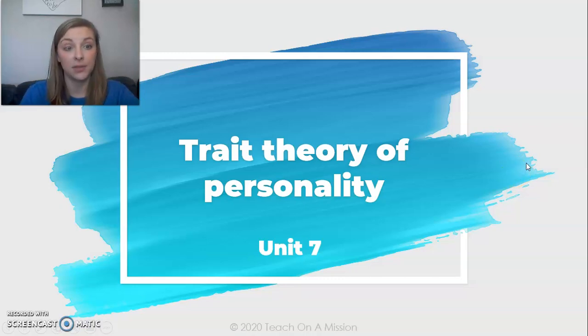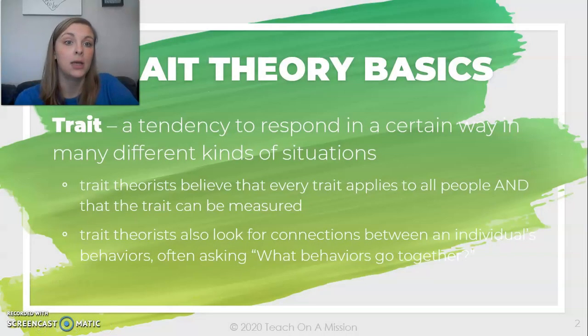Okay, the next theory of personality is the trait theory. The trait theory basically says that we all have traits, and all of these traits are applied to every single person. And what makes us who we are is the amount of that trait that we each have. So a trait is defined as a tendency to respond in a certain way to many different kinds of situations.